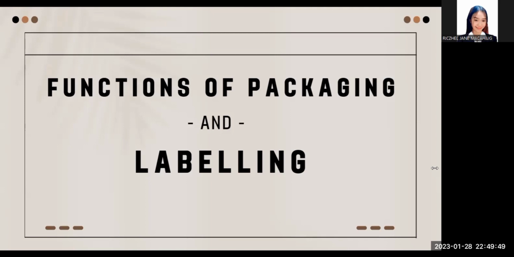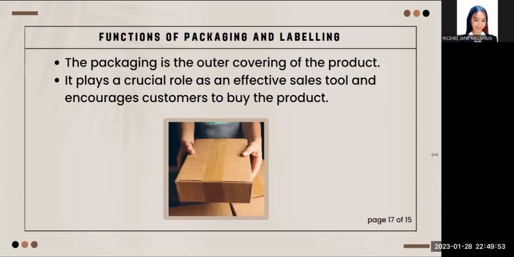Next slide po. So, functions of packaging and labeling. So, the first bullet is the packaging is the outer covering of the product. It plays a crucial role as an effective sales tool and encourages customers to buy the product. It performs several functions like protection, storage, ease of handling, and convenience in usage. Next slide po.